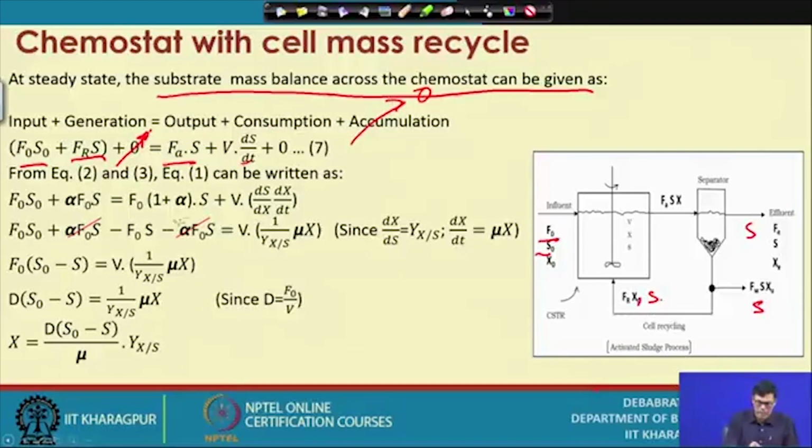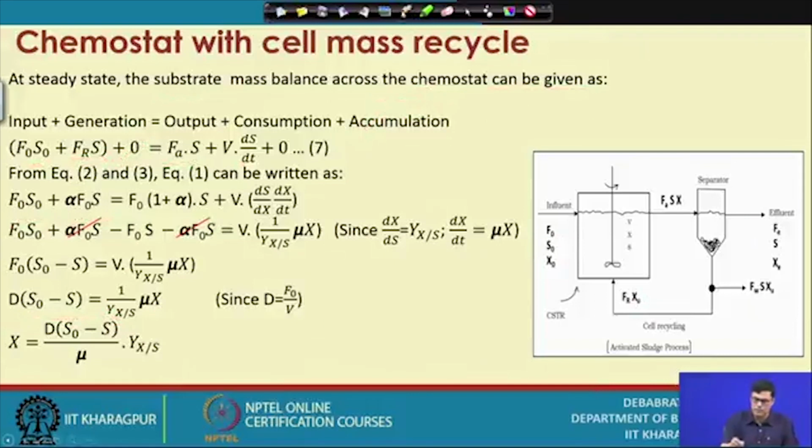Now, if you do the analysis of the process like this, we will come across this equation: D(S0 minus S) equal to 1 by Y into mu x. So, x will be equal to Y D(S0 minus S) by mu. This is the cell mass concentration we can easily determine like this.